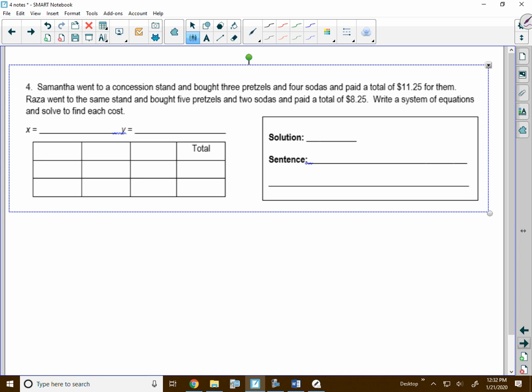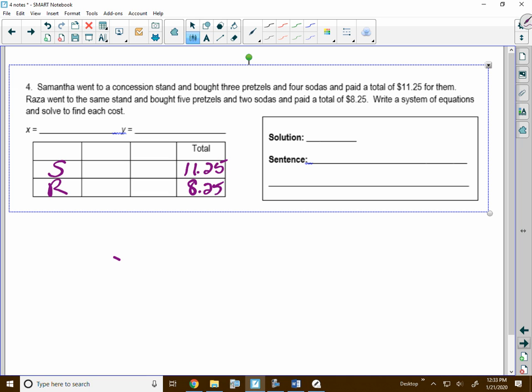Okay, so we know that we have 2 different people, right? That's how we're going to get our 2 different equations. So we're going to put Sammy here and Raza right there. How much did Sammy spend? $11.25. And what about Raza? $8.25. Okay, so that's how we know our totals.